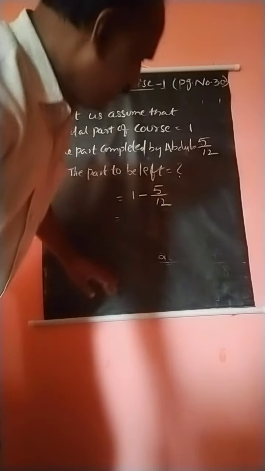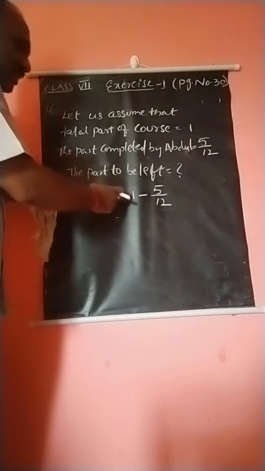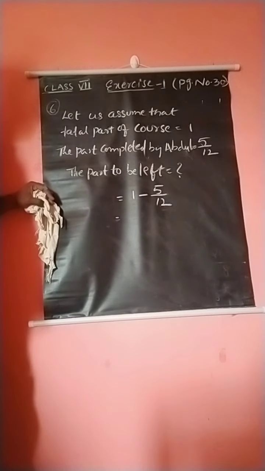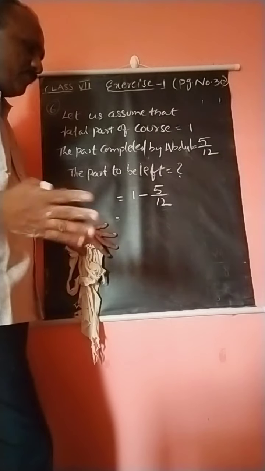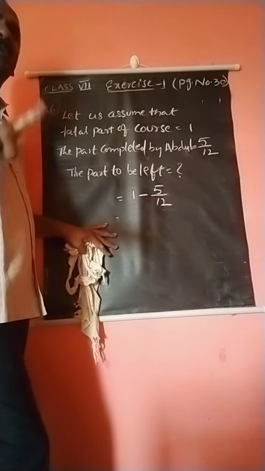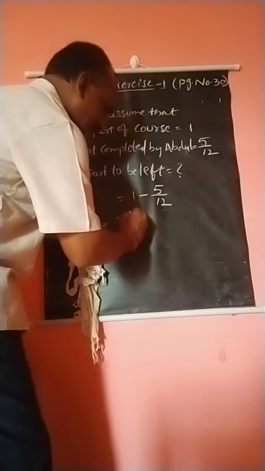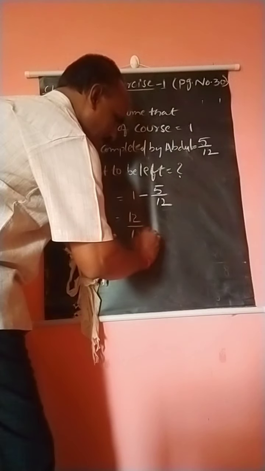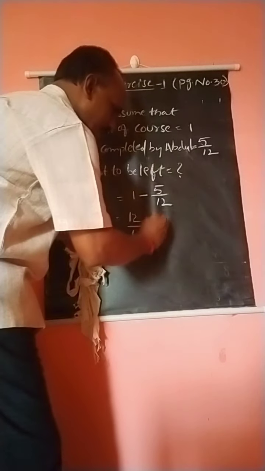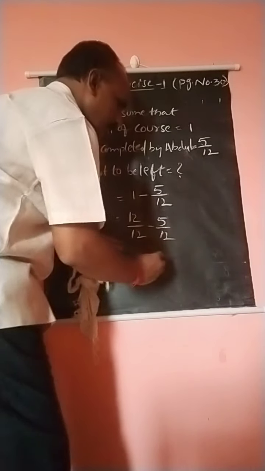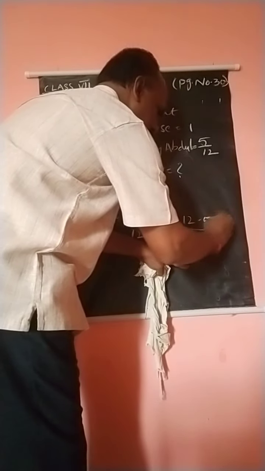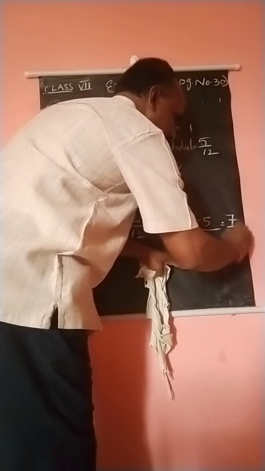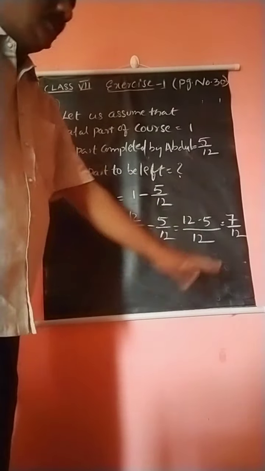Children, already I told that 1 is a number, a fraction. The 1 can be expressed as the same numerator by denominator. You can write it as 2 by 2, 3 by 3, 4 by 4, 5 by 5, 6 by 6. All these same numerator by denominator become 1. So that's why I can express 1 as 12 by 12. Yes, 12 by 12 minus 5 by 12. That means the same denominator 12. 12 minus 5 is 7, so 7 by 12. This is a proper fraction. It can't be changed to a mixed fraction.